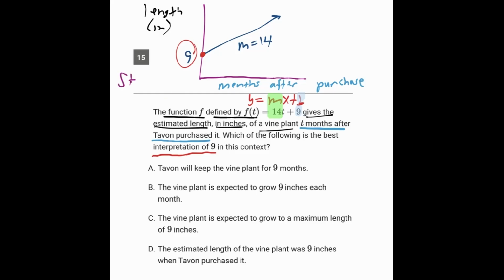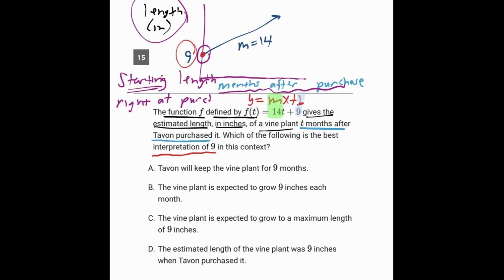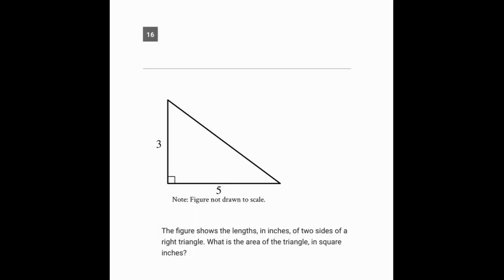So it's our starting amount of whatever y is, which in this situation is the length. So it's the starting length, and by starting, we mean 0 months after purchase, because that's what you have right here. X or T is 0. So it's the starting length right at the time of purchase, 0 months after purchase. And which answer says that? That's answer choice D. It's the length of the vine plant was 9 inches when the person first purchased it. So that's D here.